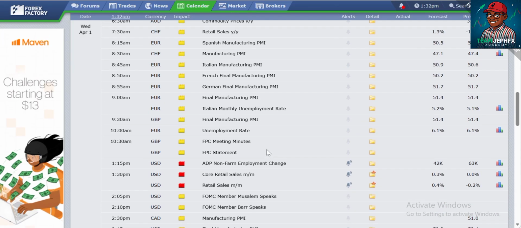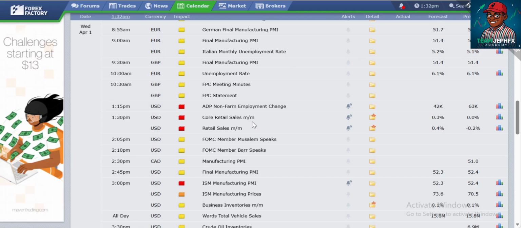Now, Wednesday, we have ADP non-farm employment change, because that will be the first week of the month, April 1st, and we're expecting NFP on the Friday of that week, which is this week we are entering. But let me just say this week we've entered already because today is Sunday. So we have three high impact news, around 1:15, then the remaining two around 1:30. Then we have another one around 3 p.m.